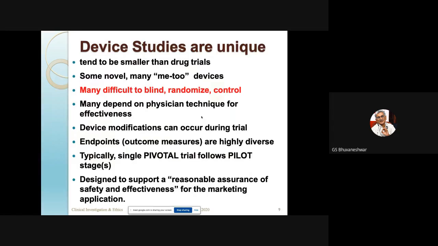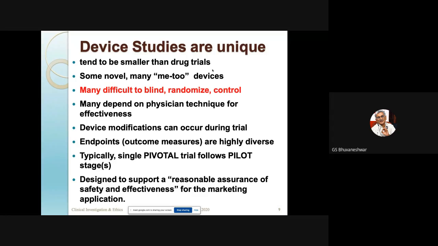So coming to the device studies themselves, one thing we must remember is that device studies are unique. Each device study by itself is different from other devices. So you need to understand that it's a lot more work planning a device study sometimes compared to some of the drug studies. They tend to be smaller than drug trials. We rarely will have thousands of patients enrolled. Like if you talk about the COVID vaccine trial, phase 3, they're talking about enrolling anywhere from 25,000 to 30,000 subjects. You won't see those numbers in device trials.